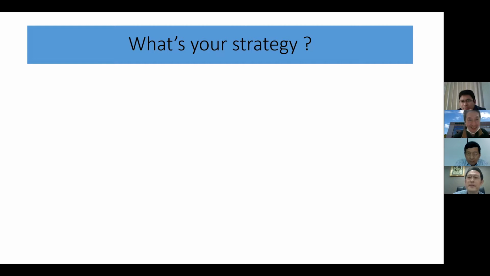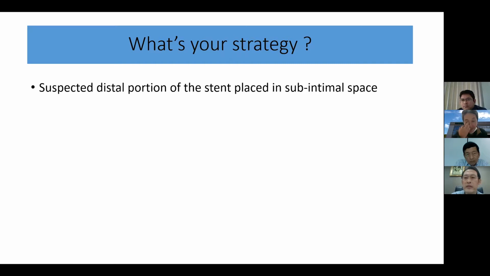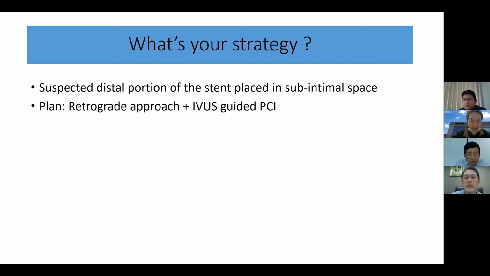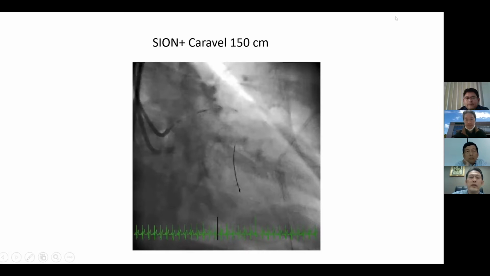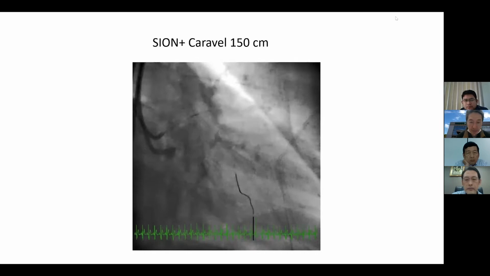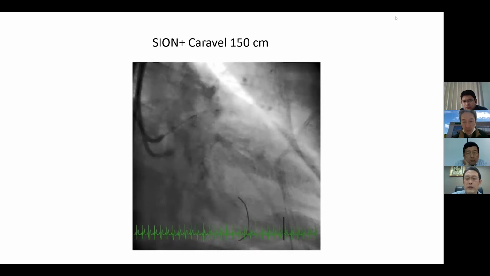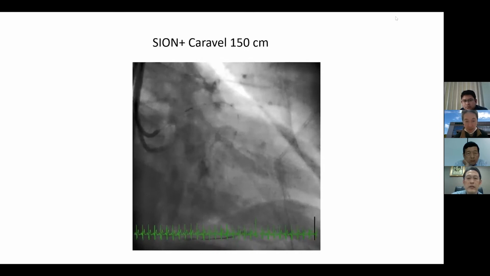So Dr. Nate, please go on. At that time, I suspected that the distal portion of the stent was pressed into the subintimal space. I planned to use a retrograde approach and IVUS guided PCI in this case. So I started with a retrograde approach from the left side using a Sion and Cruise Wave 150. The guidewire could run into the septal collateral channel and cross to the distal portion of the RCA bifurcation. Not so difficult.